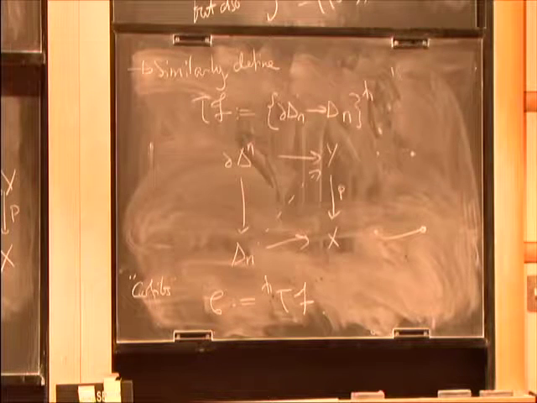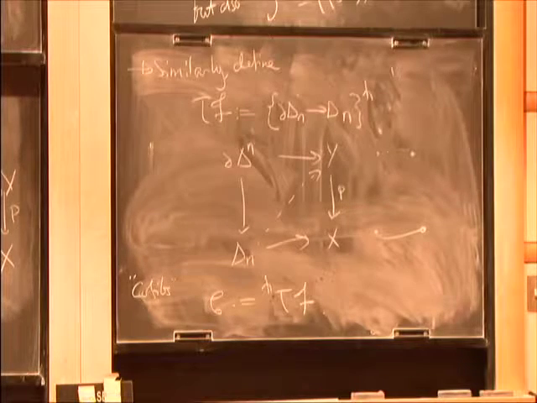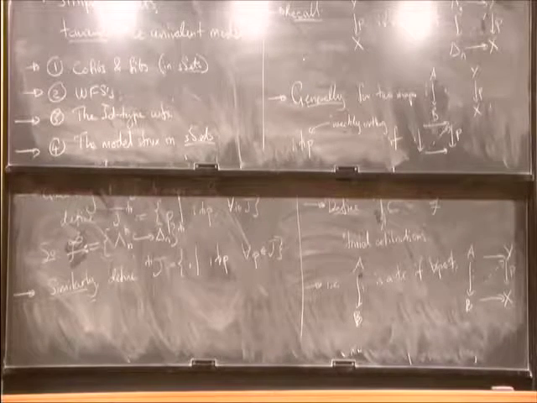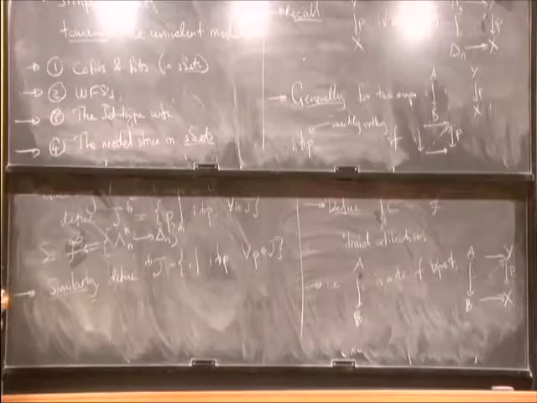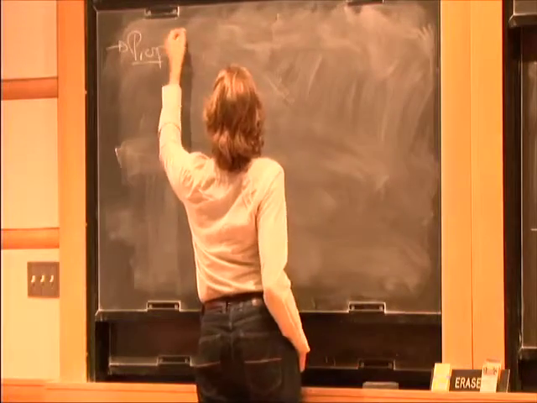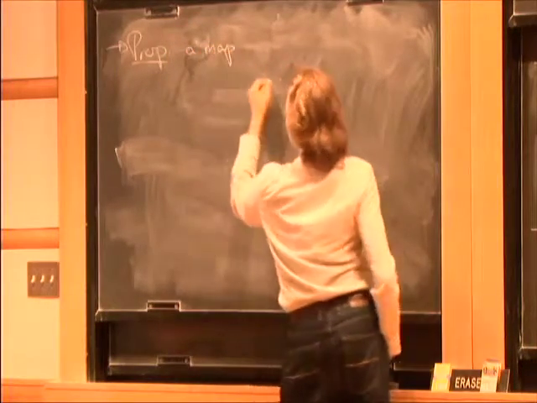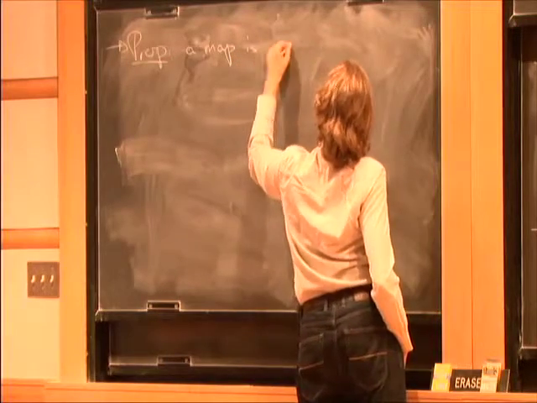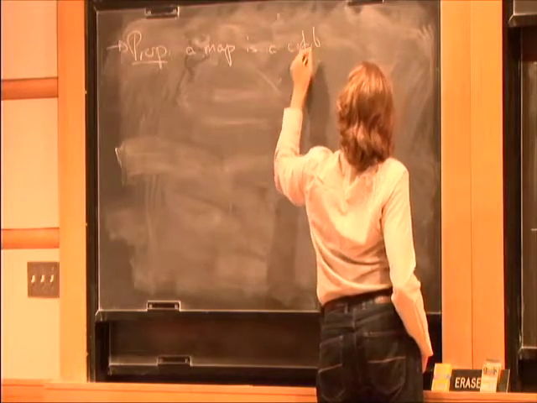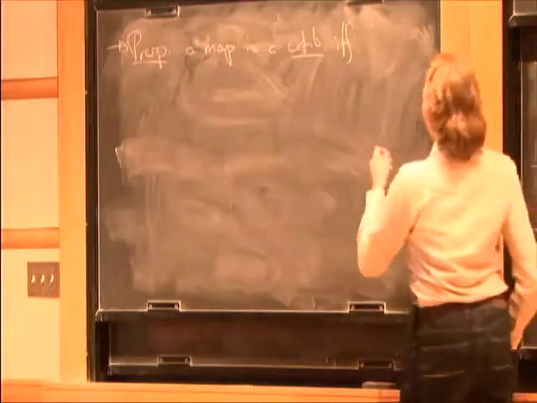So, before moving to the general setting, let's look specifically at the cofibrations versus the trivial fibrations. A map of simplicial sets is a cofibration if and only if it's a monomorphism.